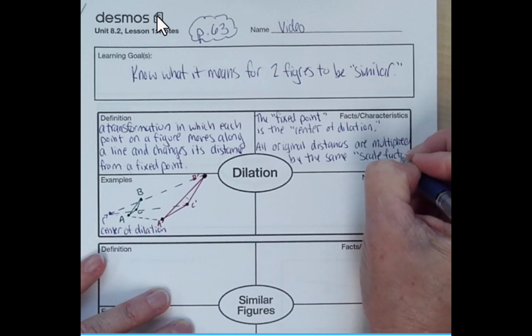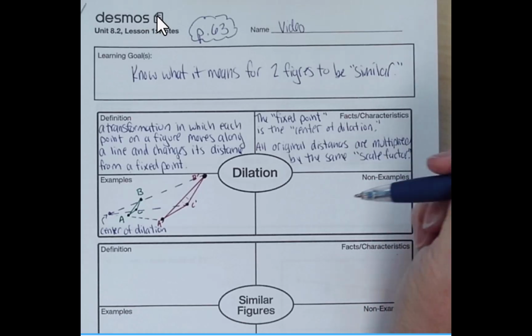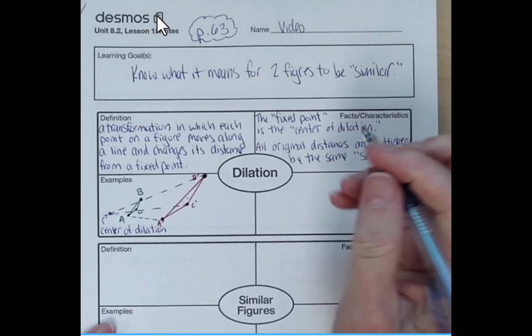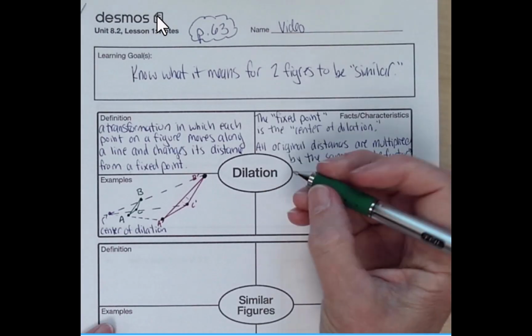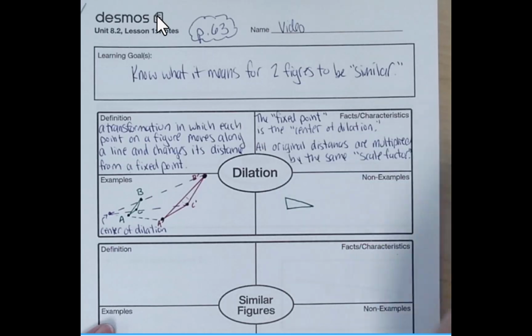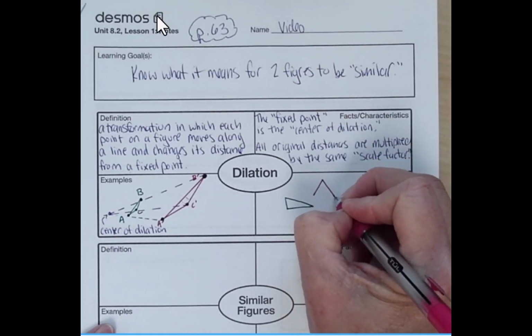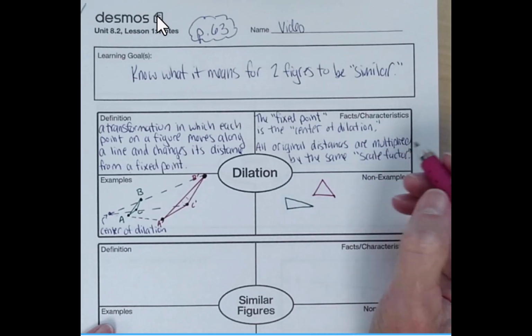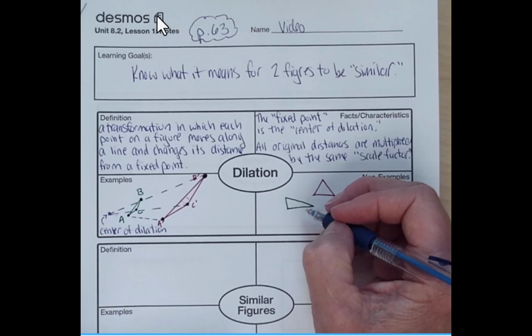We'll talk more about scale factors moving forward. And for something that's not an example, if I have a pre-image that's a right triangle and an image that I'm trying to say is not a right triangle, that's not going to be similar.